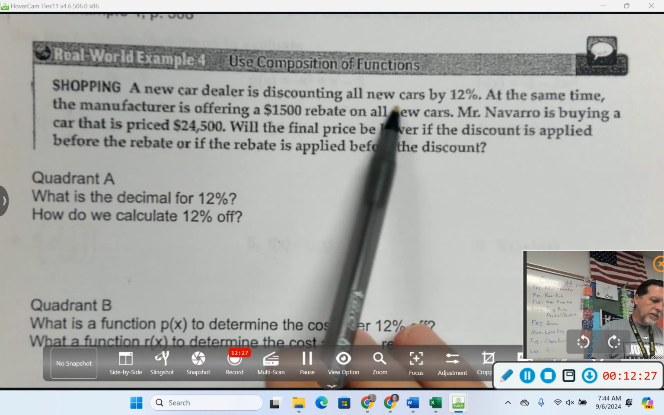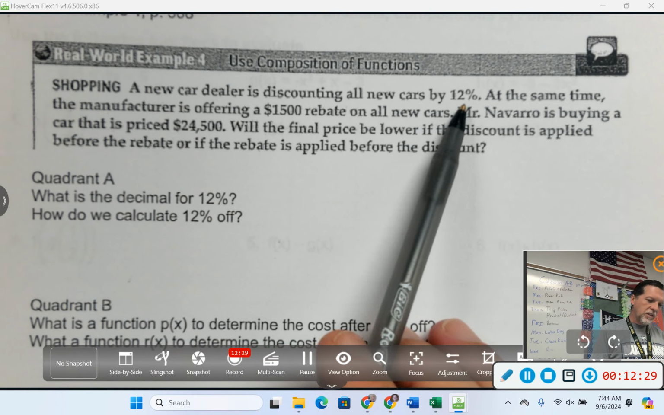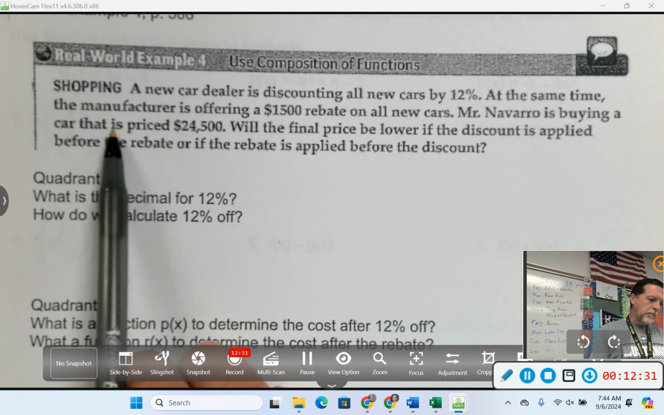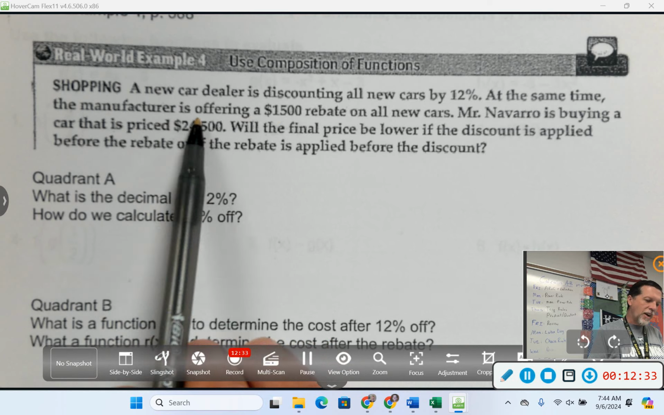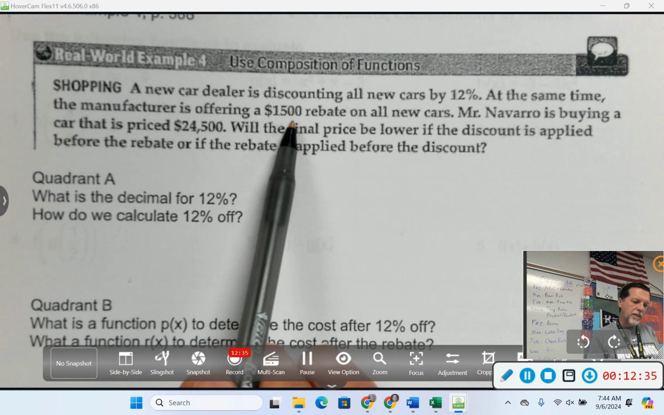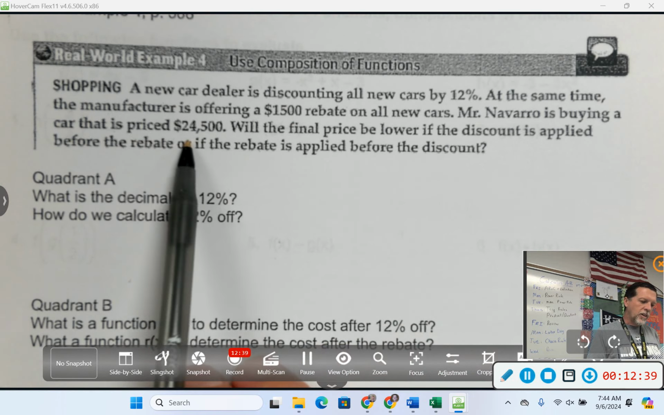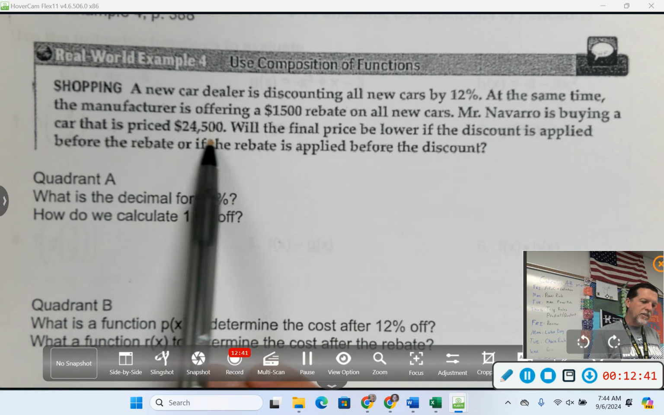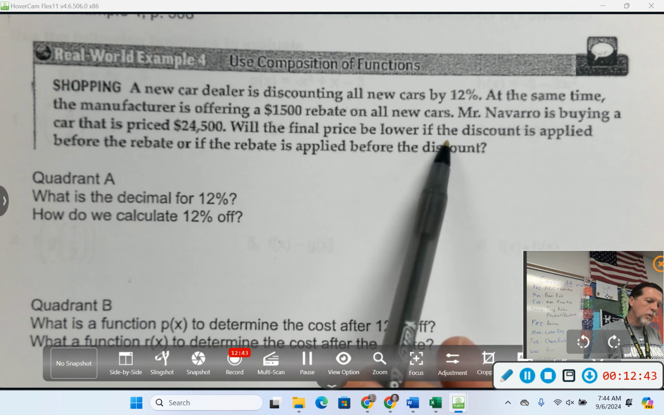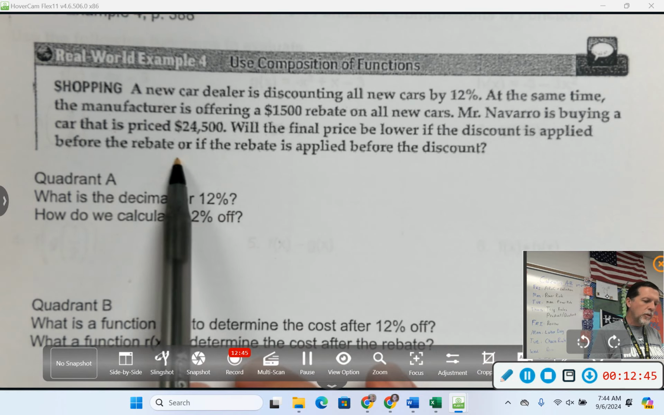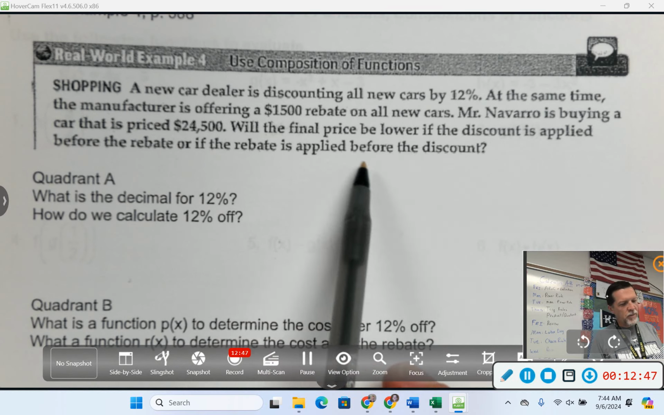A new car dealer is discounting all new cars by 12%. At the same time, the manufacturer is offering a $1,500 rebate on all new cars. Mr. Navarro is buying a car that is priced at $24,500. Will the final price be lower if the discount is applied before the rebate, or if the rebate is applied before the discount?